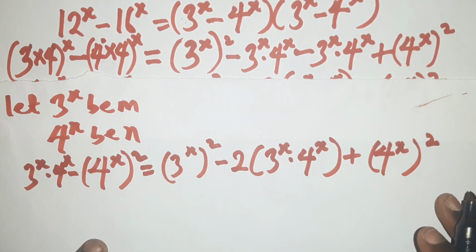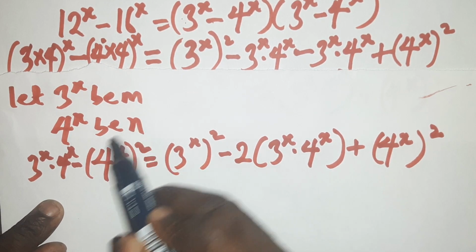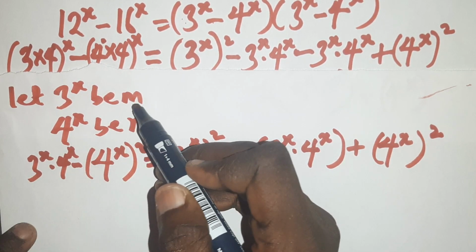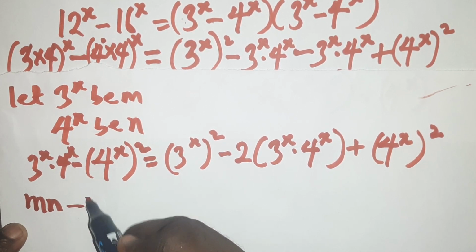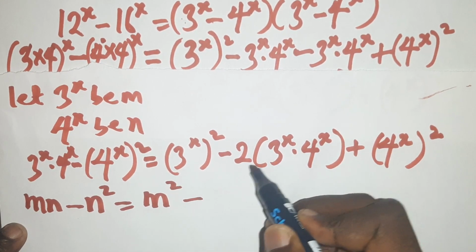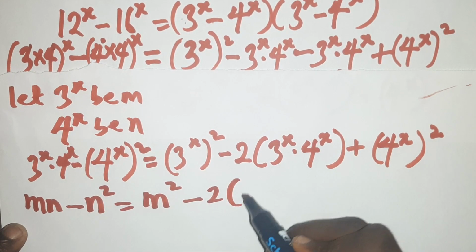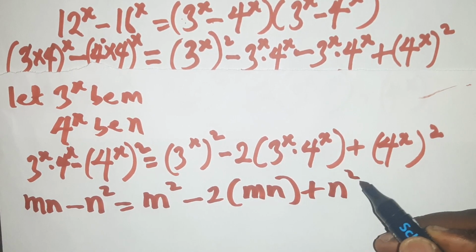And then I can now replace them. So 4 raised to power x will be replaced with n, and 3 raised to power x will be replaced with m. So here I'll be having mn. This will be mn minus n squared equals to, this one is m squared minus 2 brackets mn close bracket plus this one now n squared.